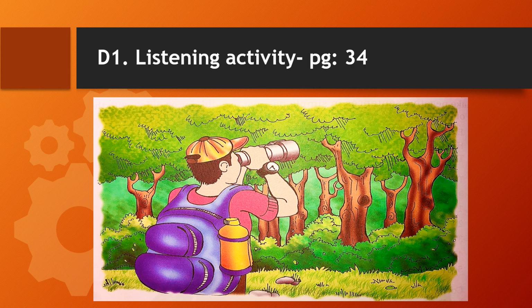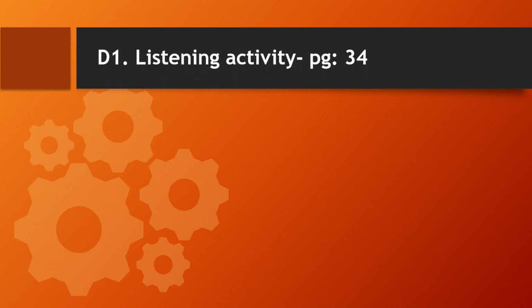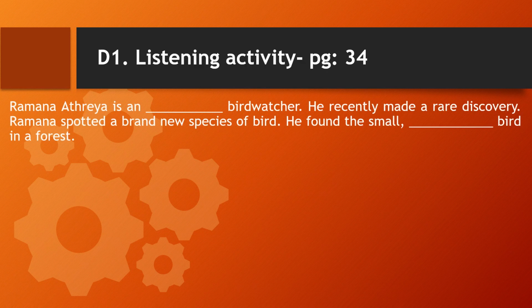This is the story of Ramana Atreya, who is an Indian bird watcher. So I am going to read out the passage for you, and you have to fill in the blanks that are given in the book. The activity is on page 34 and it is exercise D1.